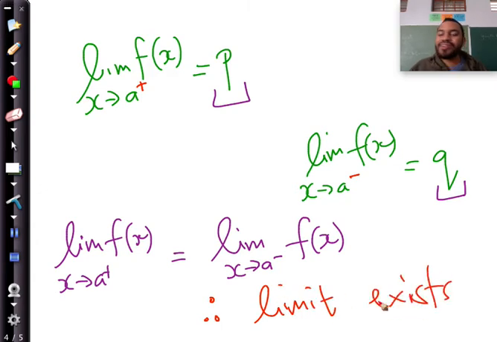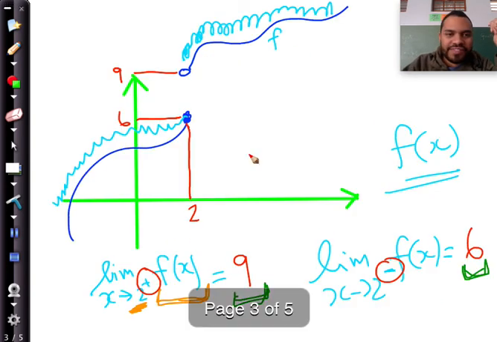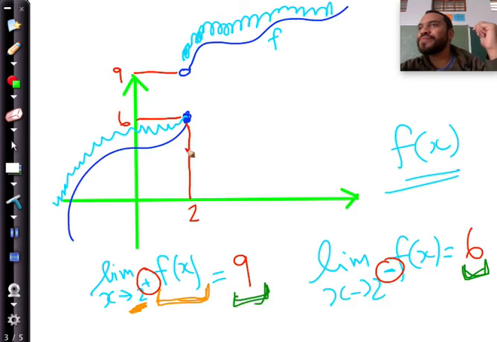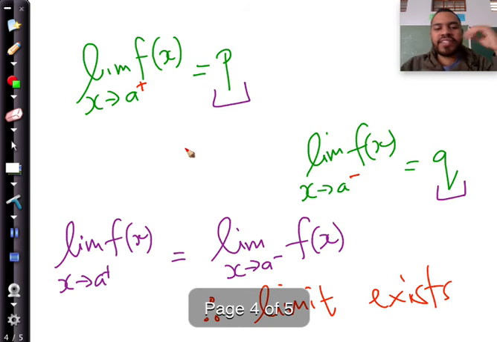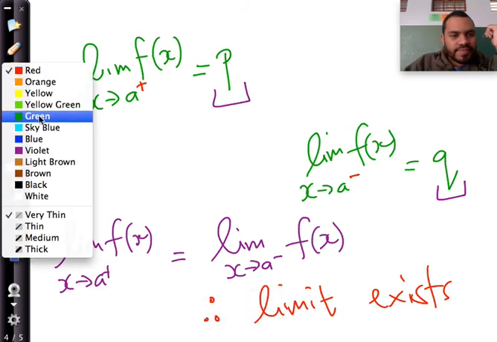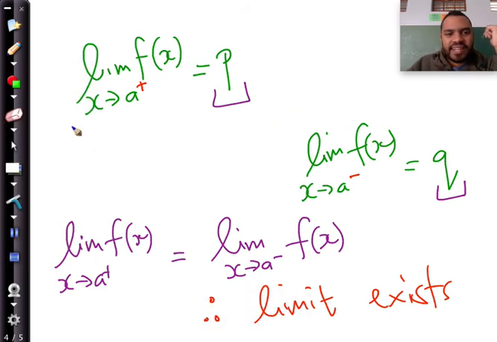Okay. Now if the two values that it approaches from both sides are not equal, then the limit does not exist. So what can you tell me about the limit for this function as x approaches 2? The limit does not exist. Very good.